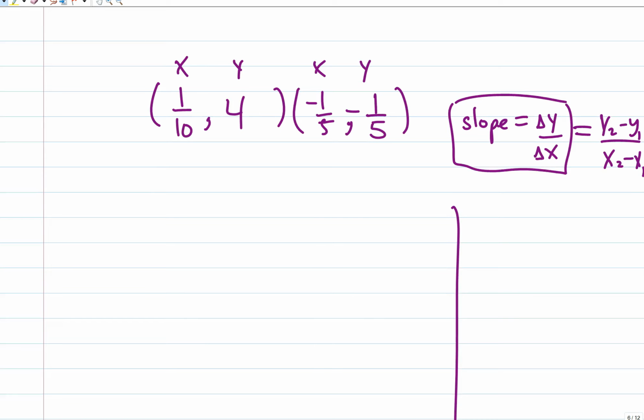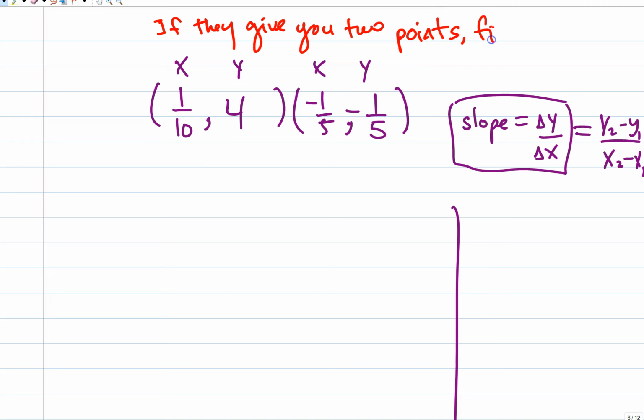I gave you 2 points. What makes this one so hard? Freaking fractions, right? I hope you got some technology for me. How do you get the slope? I heard y2 minus y1. If they give you 2 points, you have to know, maybe write that on your note card. If they give you 2 points, find the slope.